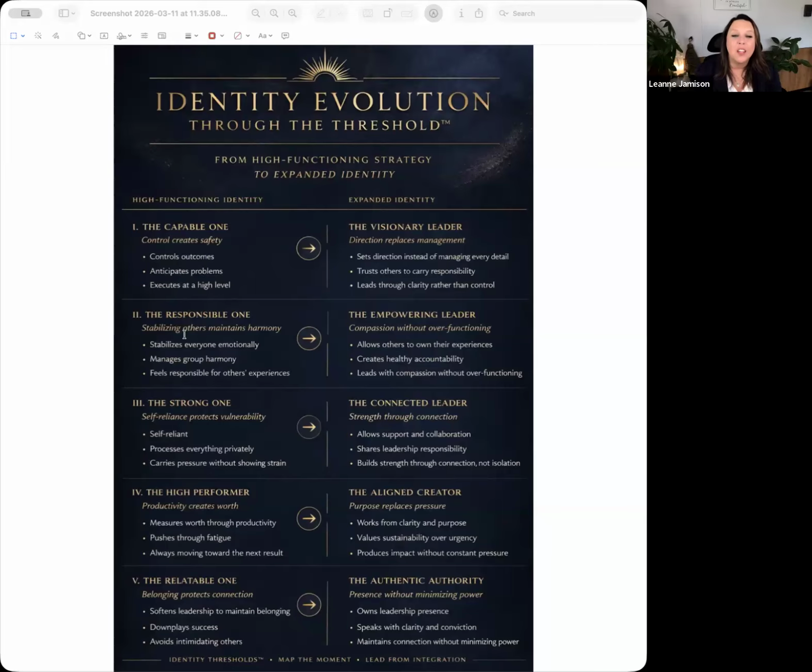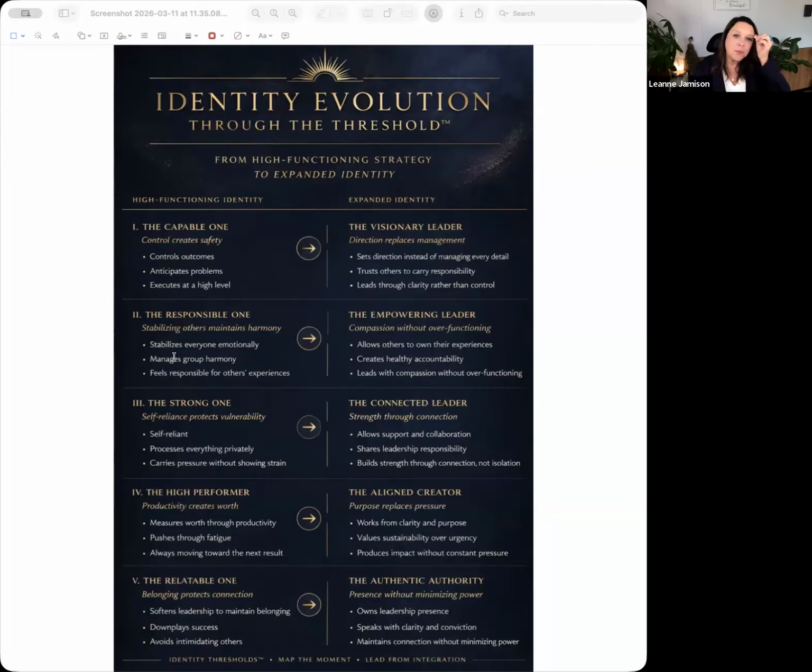And finally, we're looking at the relatable one. We're moving from the relatable one to authentic authority. So let's look at this. The relatable one really creates connection wherever she goes. She has warmth. She has an accessibility that makes people feel really safe with her immediately. She's the kind of leader people genuinely want to follow, not because they're obligated to, but because she makes them feel seen. And she often does all of that while quietly making herself smaller, right?